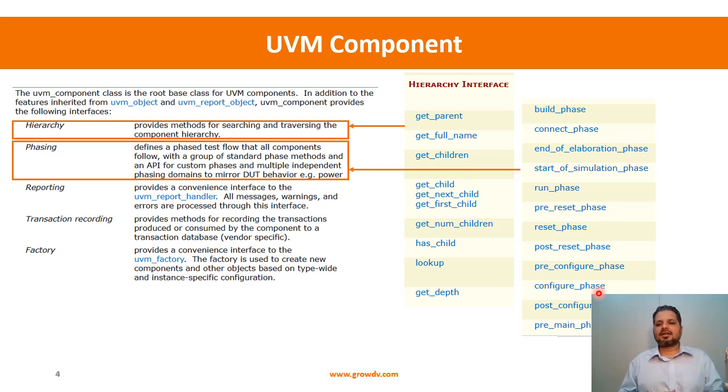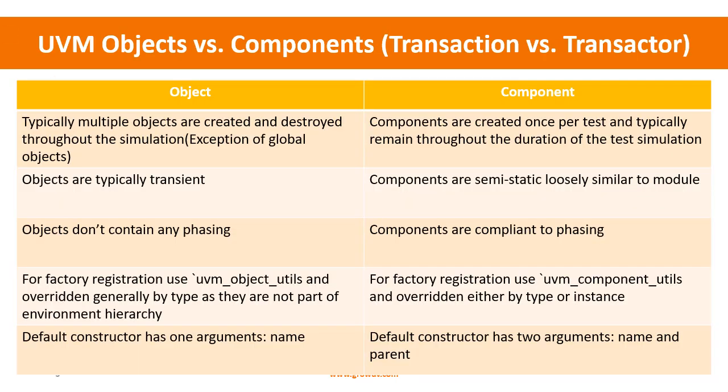That's another reason why I wanted to quickly take you through each of these base classes, because I am taking you through only the important ones. I'm not taking you through the entire 300 base classes that are present within the UVM. Let's look at the differences between objects versus components.